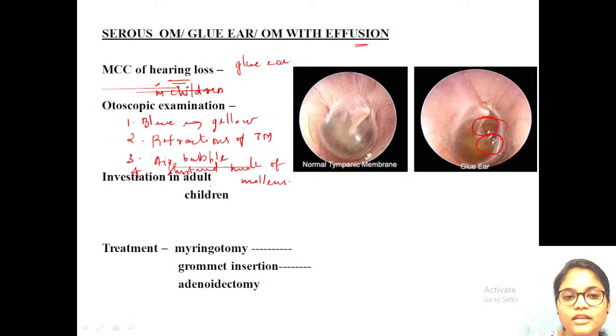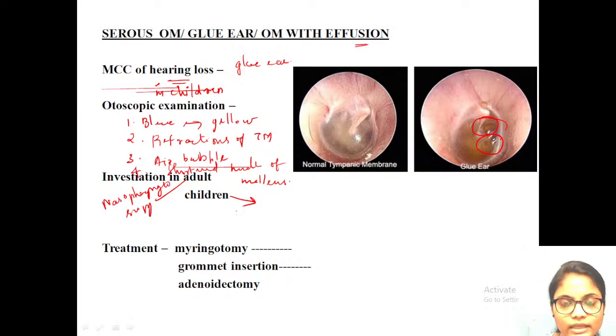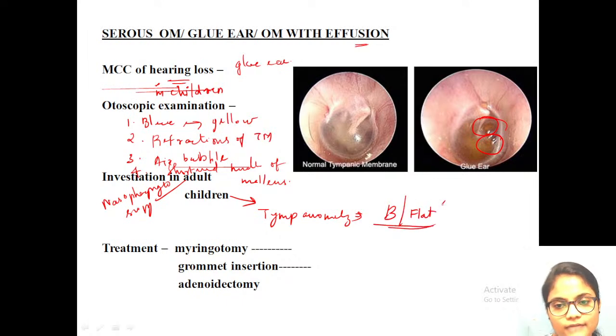So investigation in adults is separate, and investigation in children is also separate. In adults what will we do? We will do a nasopharyngoscopy. In children we would do tympanometry. And what you will get in tympanometry, that is important, you will get a B-flat curve. So the next treatment would be myringotomy plus grommet insertion plus adenoidectomy.